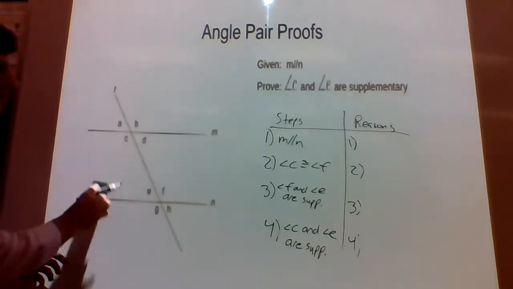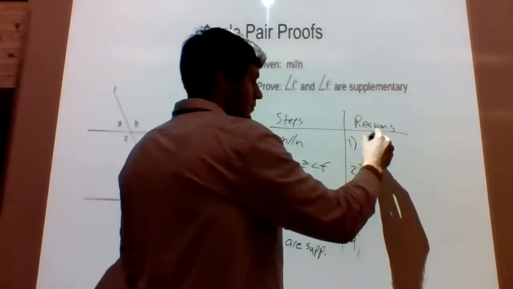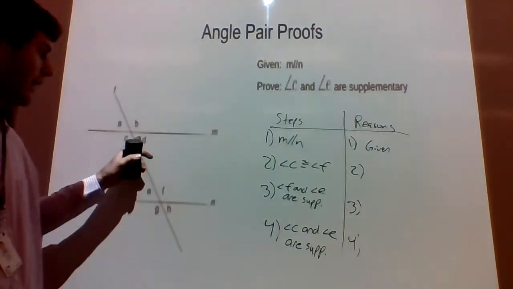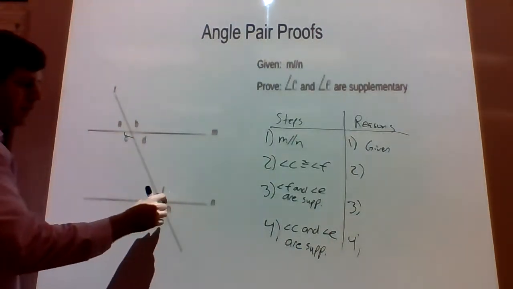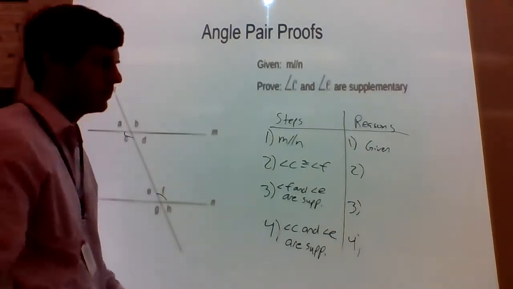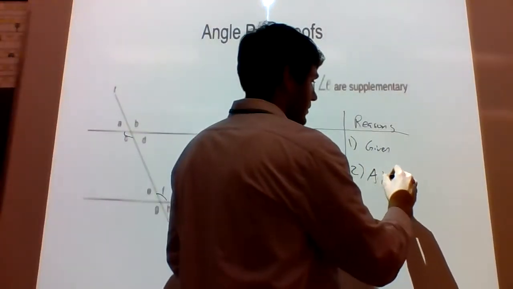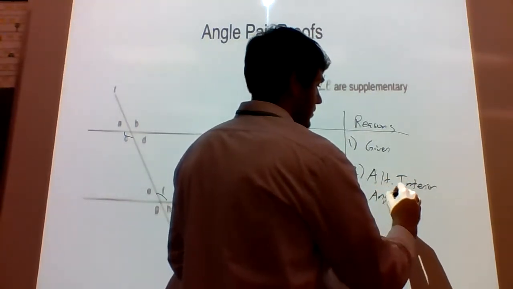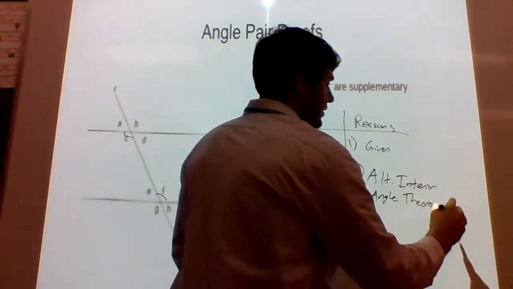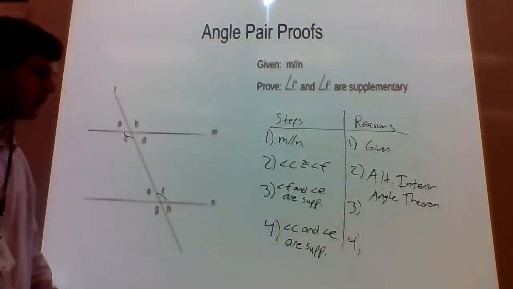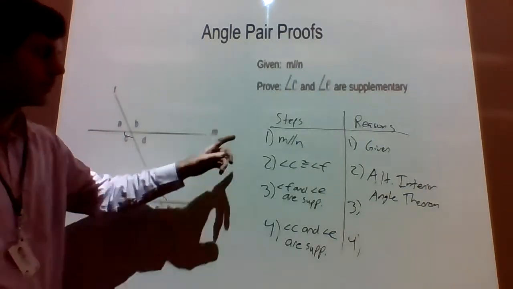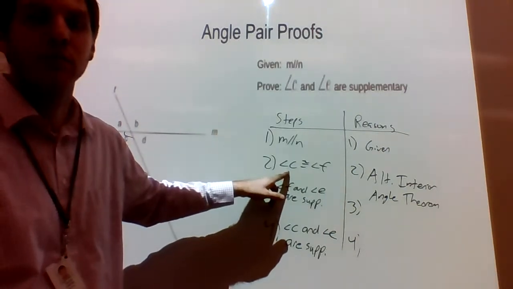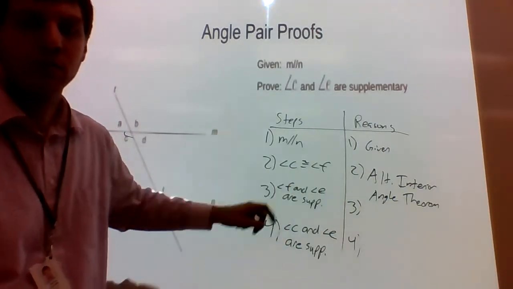All right, so M is parallel to N. We know that is the given. Angle C is congruent to F. Why is angle C congruent to angle F? That is the alternate interior angle theorem, which says if the two lines are parallel, then the alternate interior angles are congruent. So the alternate interior angles C and F are congruent.